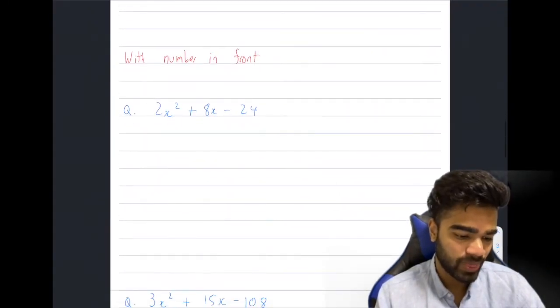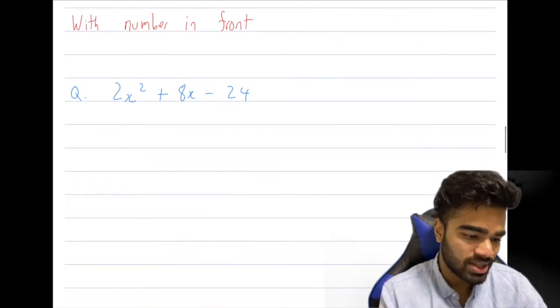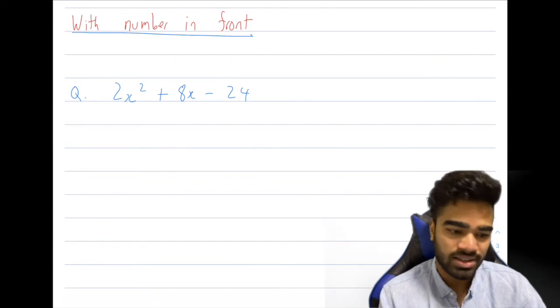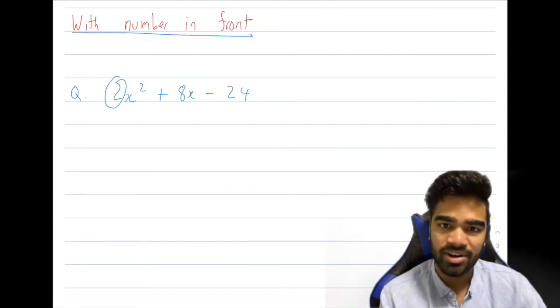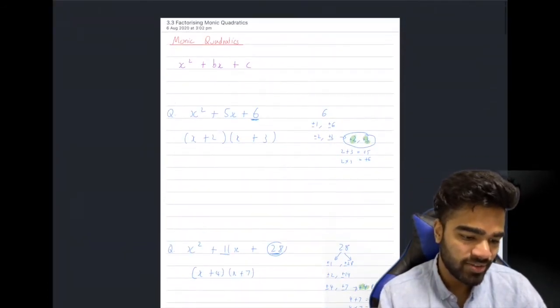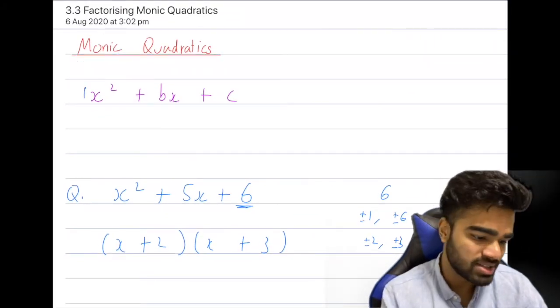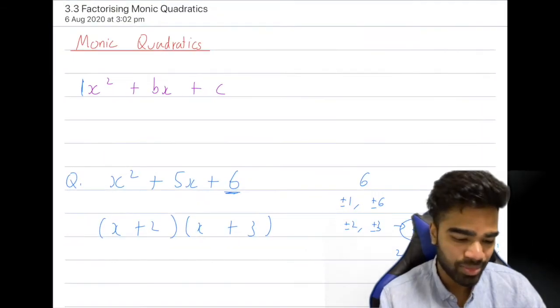Let's move on. So, this one's a little bit different, guys. So, what do you notice? What's different about this question? You can see there's a number in front of x squared. Now, remember what I said at the very, very start. This method is for factorizing monic quadratics. That means there's a 1 at the start. There can't be a number there, right?